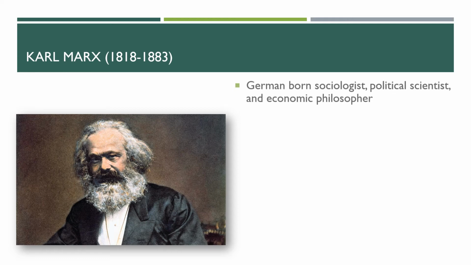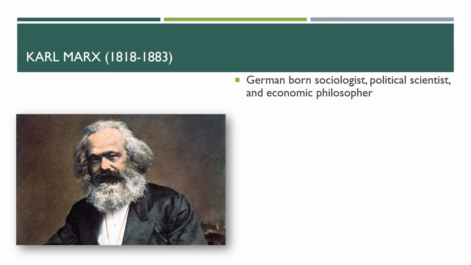Now, one guy who lived through the Industrial Revolution was Karl Marx, and he was born in Germany. He was a sociologist and political scientist and economic philosopher, and he really did not like capitalism. He actually attributed a lot of the bad things in society to capitalism and believed that capitalism should be overthrown and replaced with something different.